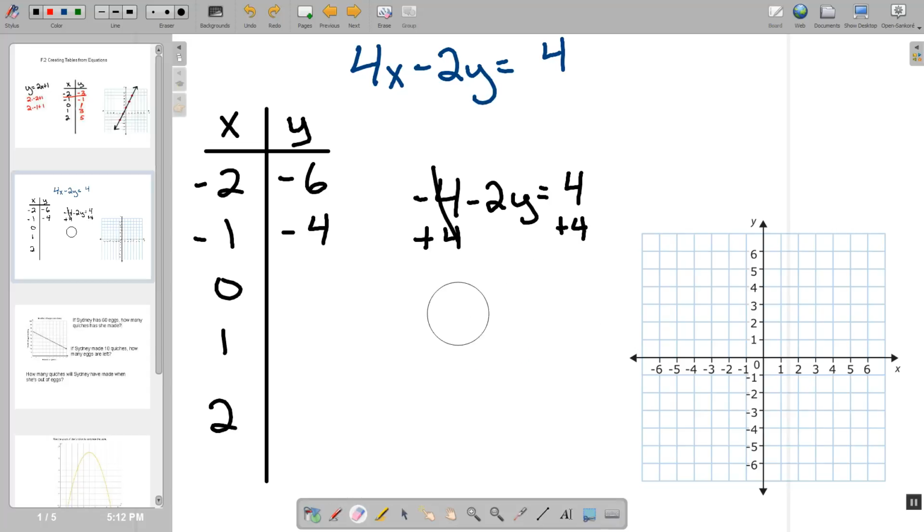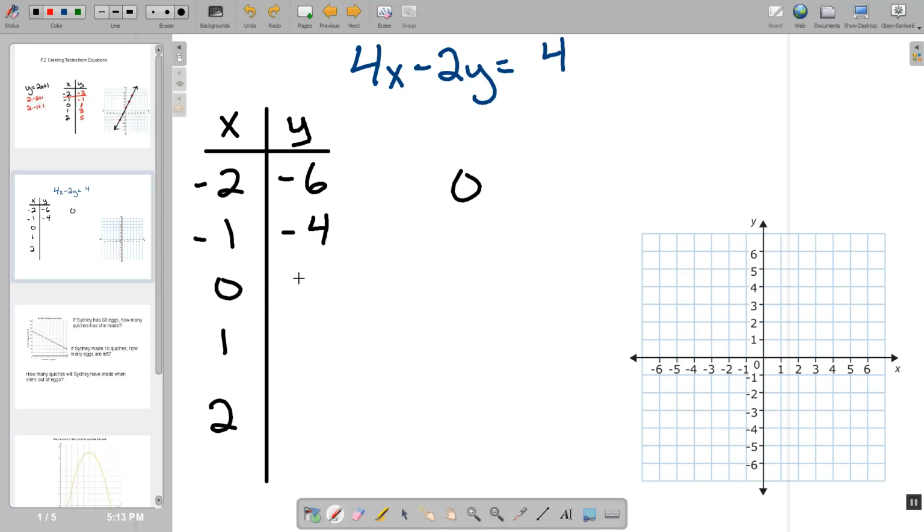Now, a lot of people want to jump to the pattern from here, but I would not recommend it because if you made a mistake on one of these first two, you won't catch it. But if you wait to jump to the pattern until you're done with the third value, it actually is a little bit easier to see if you caught a mistake. 4 times 0 is 0, minus 2y is equal to 4.